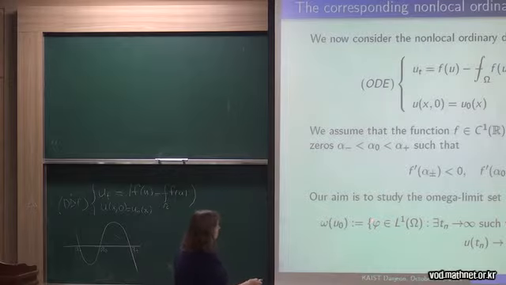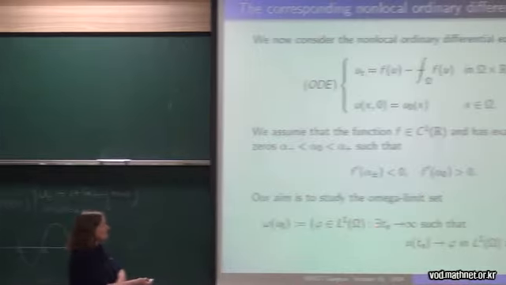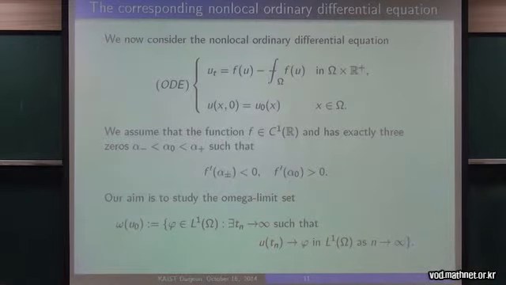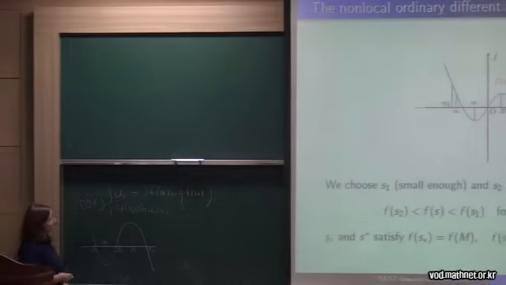Our aim is to study the omega limit set of u naught, that is a set of functions, say phi, for instance in L1, such that along a subsequence u of t_n converges to phi in L1 as t_n tends to infinity. Here you have essentially the same graph which we have here, and we will need some specific points. Here you have a small m which corresponds to the minimum of f, and capital M which corresponds to the maximum.